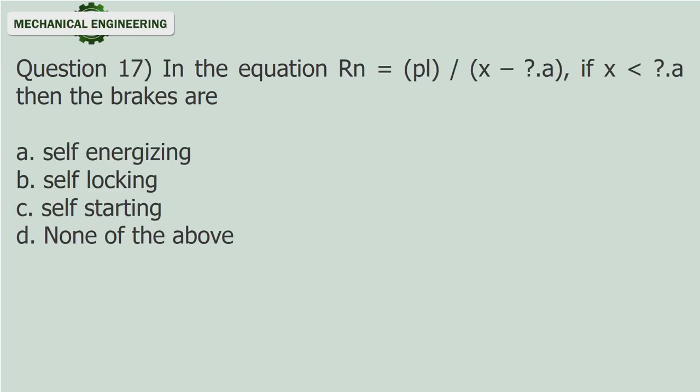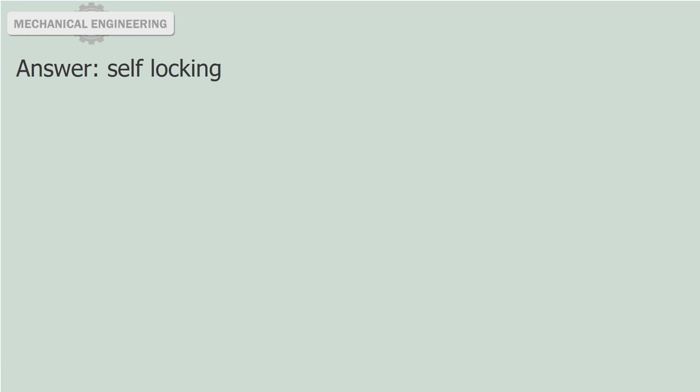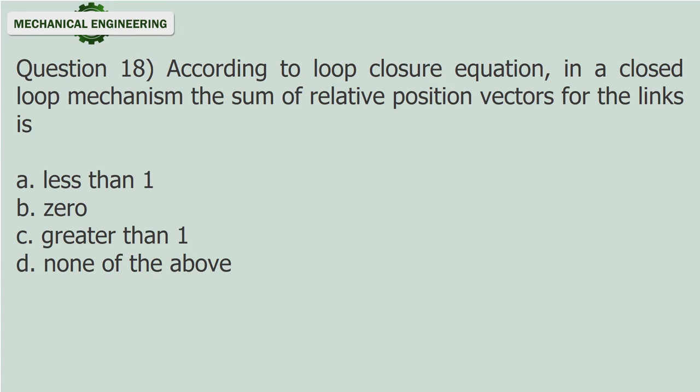Question 17. In the equation Rn equals Pl, x dash, A, if x, then the brakes are A. Self-energizing. B. Self-locking. C. Self-starting. D. None of the above. Answer: Self-locking.